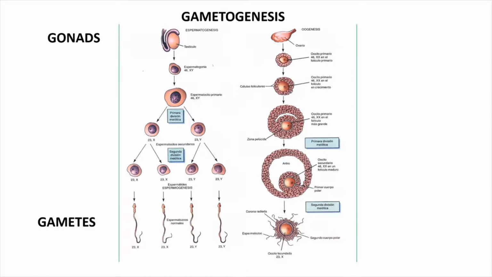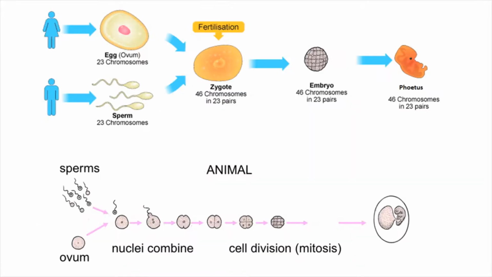And it's very important because after that, 23 plus 23 will form a human being with 46 chromosomes. What is the name of this process by which they fuse? That is fertilization. So in fertilization, an egg with 23 chromosomes, the ovule, fuses with a sperm cell with 23 chromosomes. And it's going to produce a zygote, the name of the first cell that is formed in fertilization, that has 46 chromosomes. It says here 23 pairs because in each pair one chromosome comes from the mom, one from the dad.